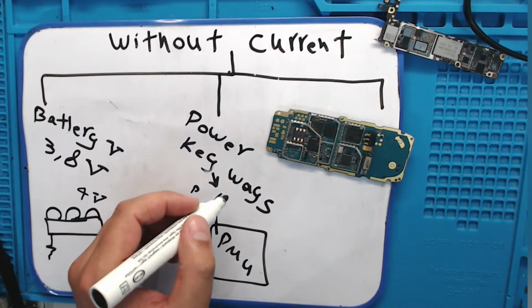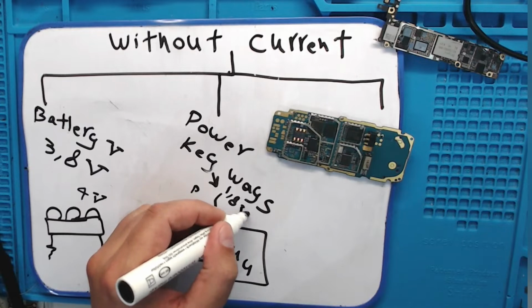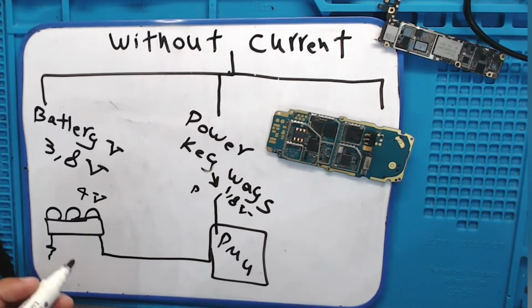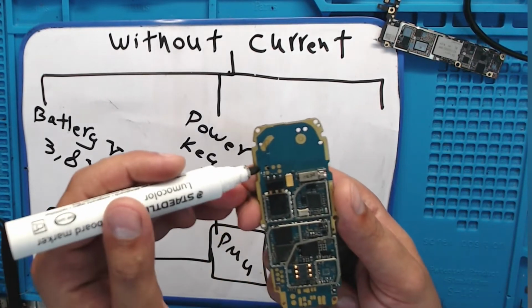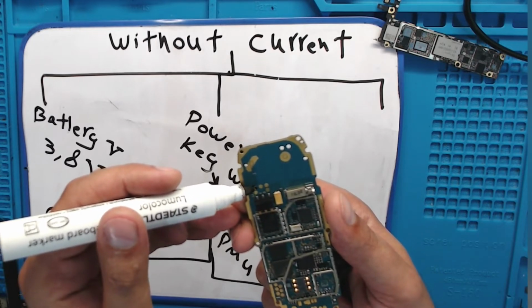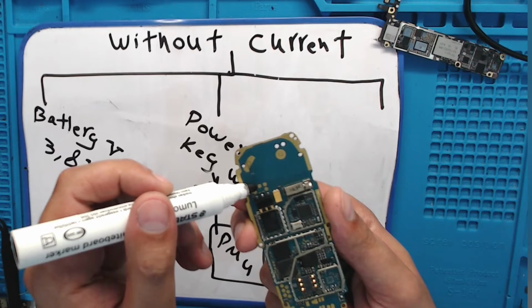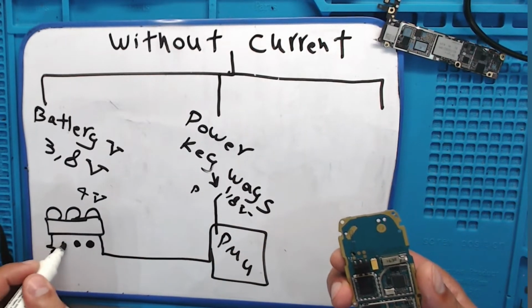Now for example, that side has 1.8 volts voltage on the power key. Here it has 4 volts, but on the battery connector like this there is a goldy circle in there. This is the test point to check whether the voltage comes inside the motherboard or not. That's the first thing you need to check in here.